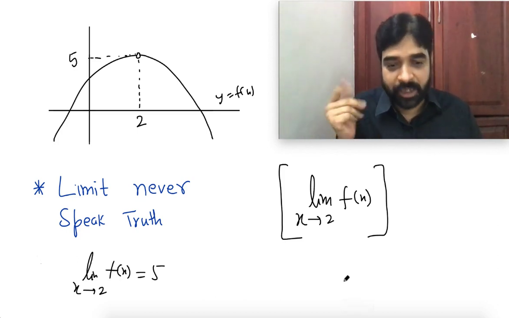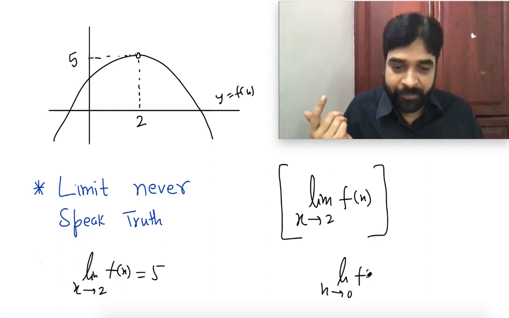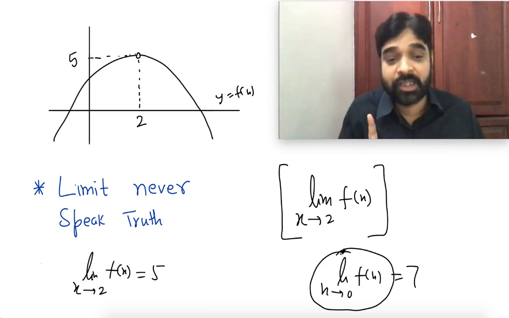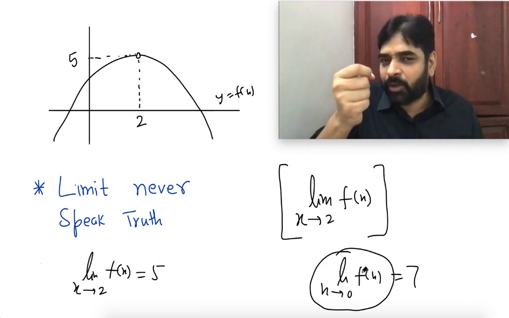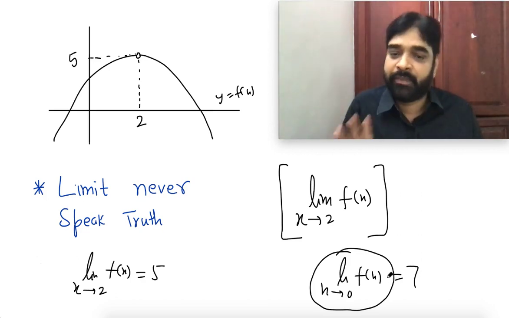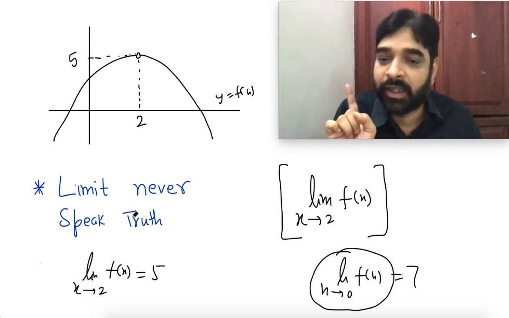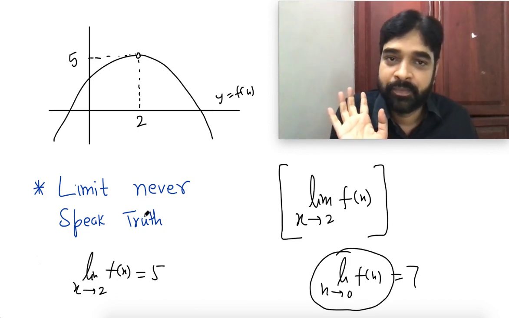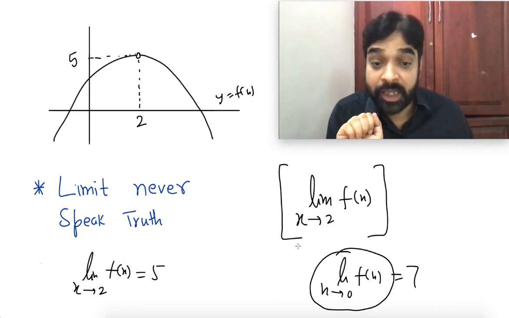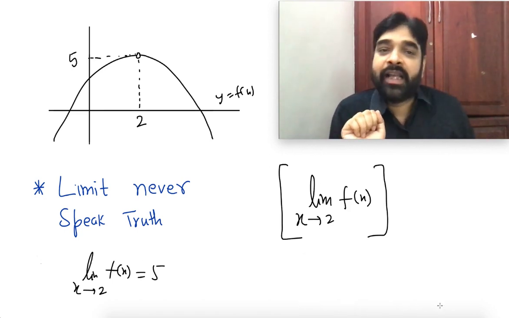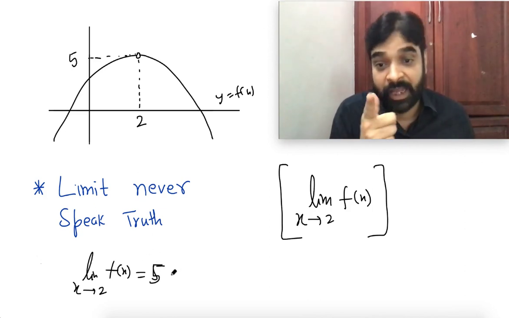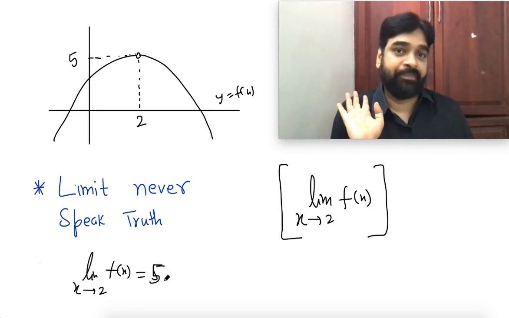Suppose some question is coming: limit as x approaches 0, f(x) equals 7. Then 100% sure the exact value will not be 7. Either it will be slightly less than 7 or slightly greater than 7, but it cannot be 7. That is guaranteed. That's what "limit never speaks truth" means. Yes or no? Now coming to this question, without the greatest integer, when I solve, I found the answer is coming 5. I should be alert: oh, it's saying 5, so 100% it's not 5.